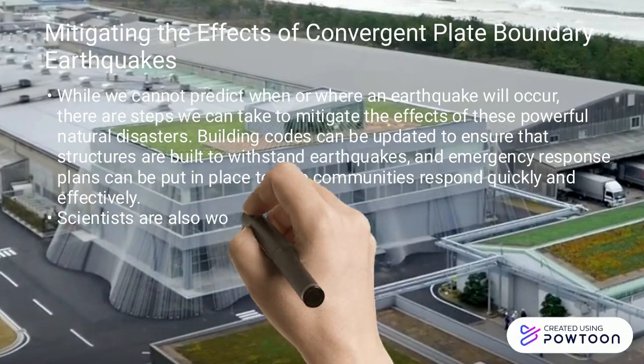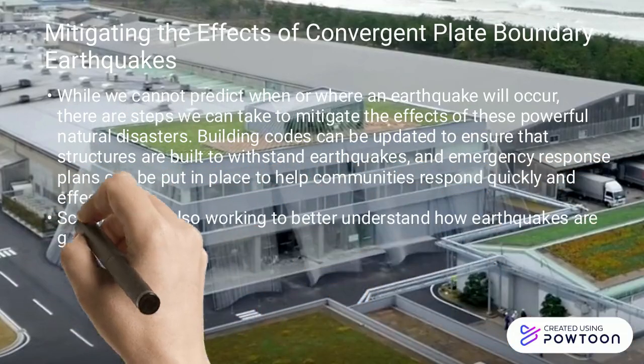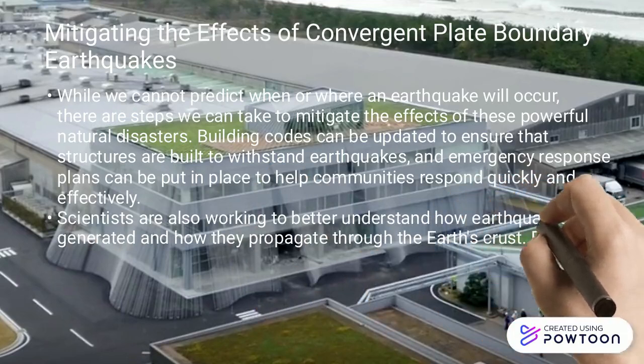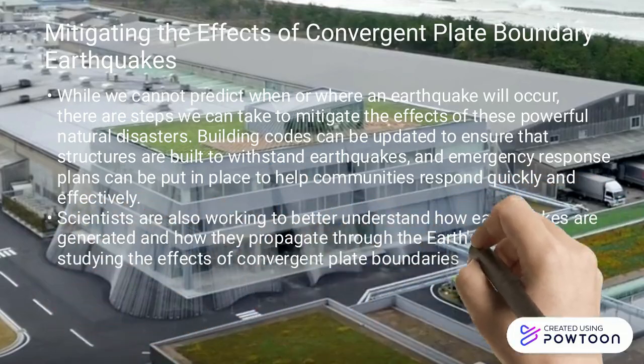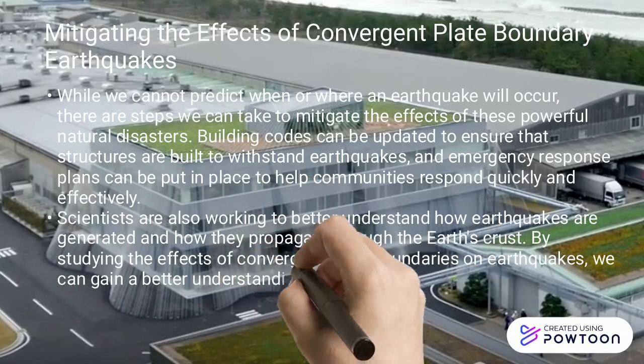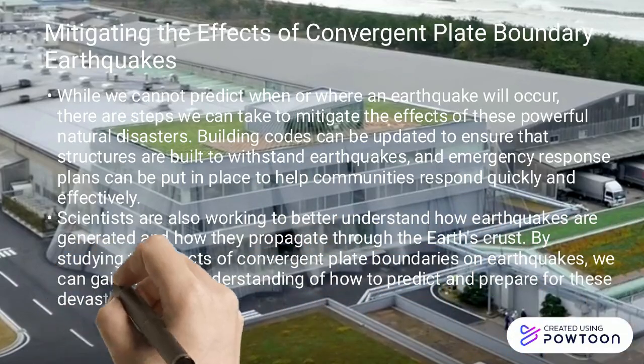Scientists are also working to better understand how earthquakes are generated and how they propagate through the Earth's crust. By studying the effects of convergent plate boundaries on earthquakes, we can gain a better understanding of how to predict and prepare for these devastating events.